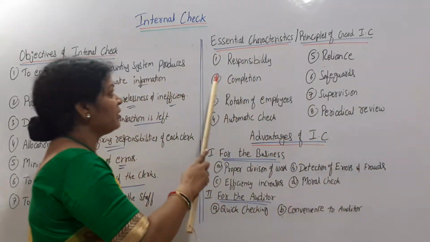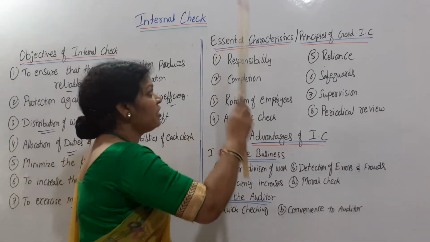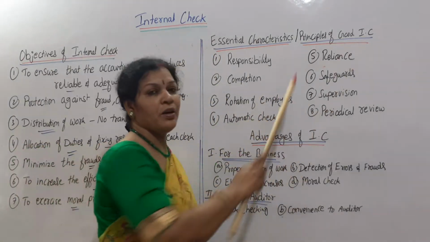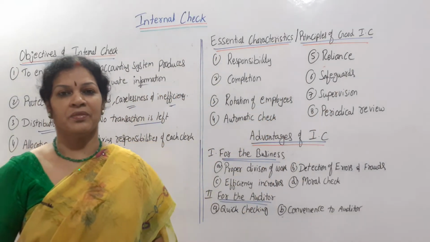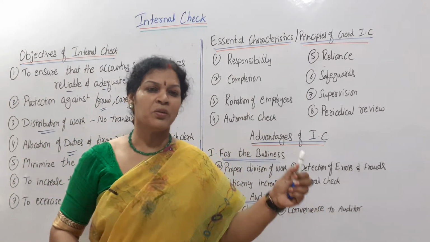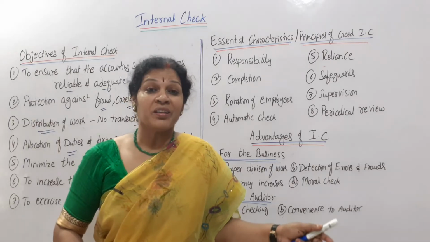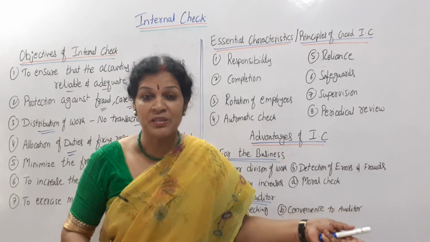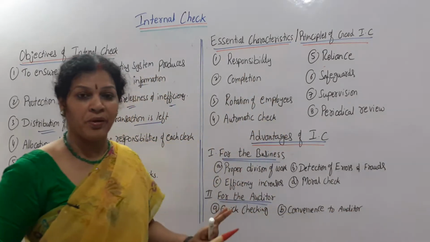And at the same time we can discuss the essential characteristics or principles of a good internal check system. How is the internal check system going to work out wonderfully, what qualities are required, what essentials are required, what principles are required, that we are discussing. Total 8 points are there.